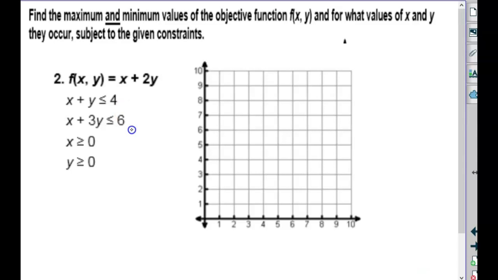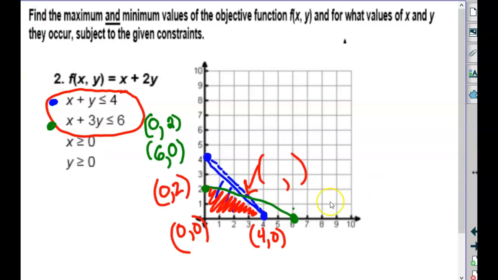You try this one quick. You try it on your own. Graph these two, and then find the corners of your area. I'm going to stop the recording, and I'll start.